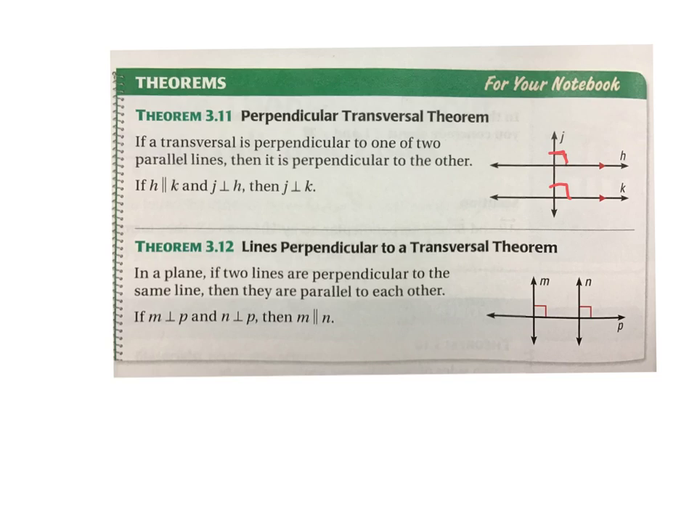Seems pretty self-explanatory. Theorem 3.12 tells us in a plane, if two lines are perpendicular to the same line, then they are parallel to each other. So this is essentially the reverse of the first one. See how it has the two perpendicular lines? Then we know that these two lines are parallel. Okay? You're just going to use that to help draw conclusions.